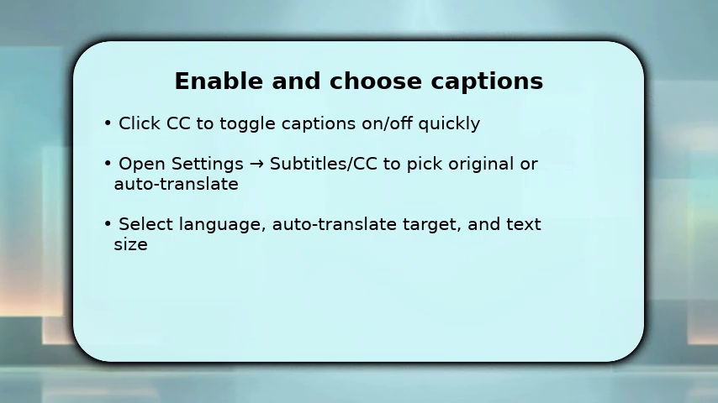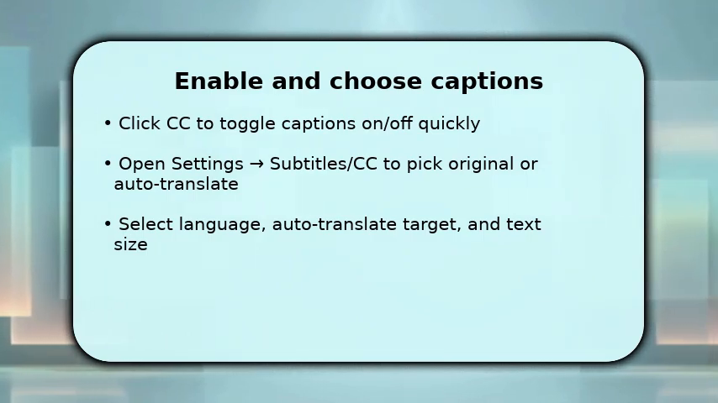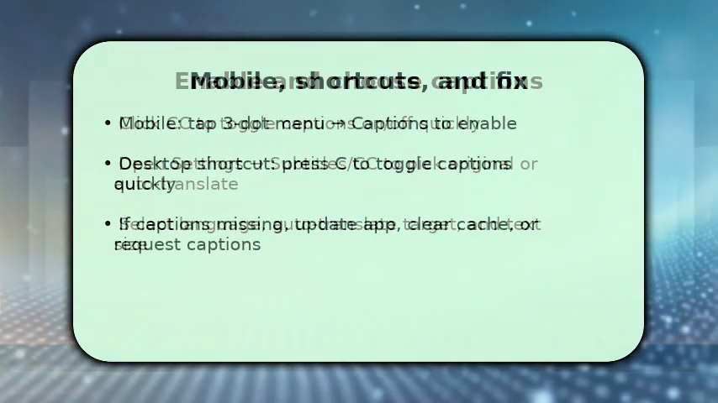On mobile, tap the three-dot menu and pick captions to enable them. On desktop, press C as a fast toggle.